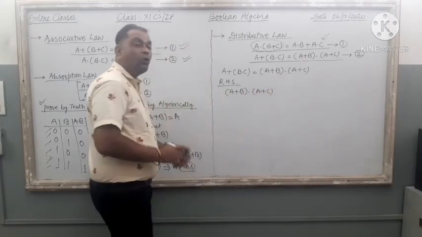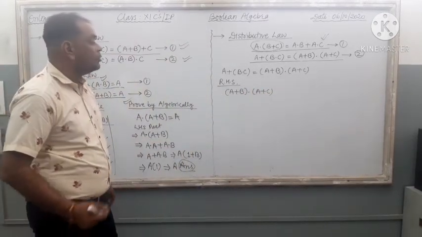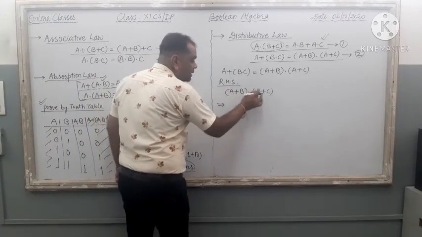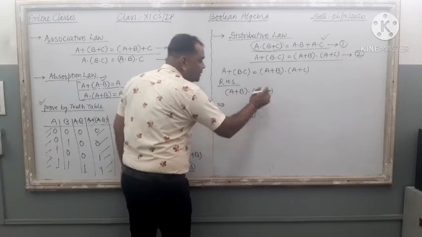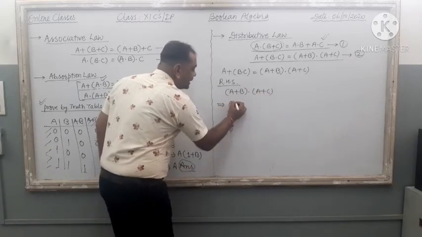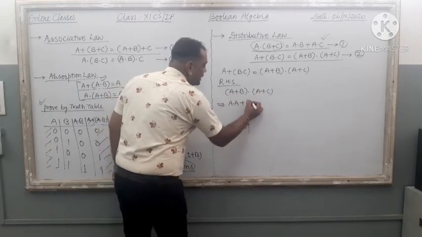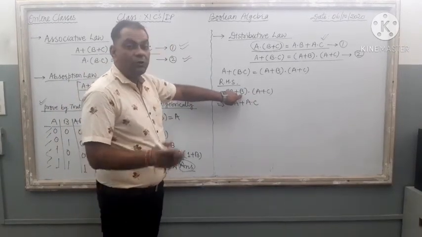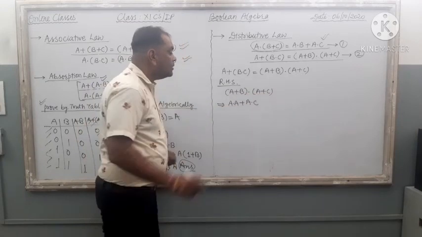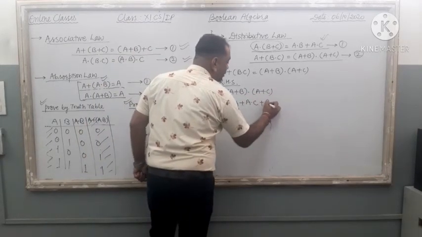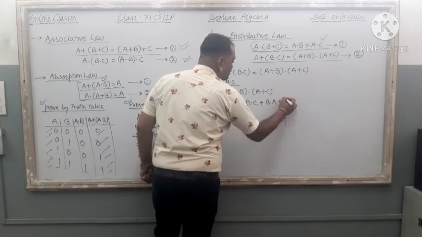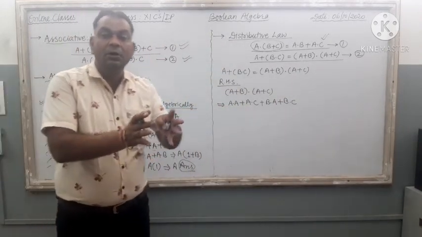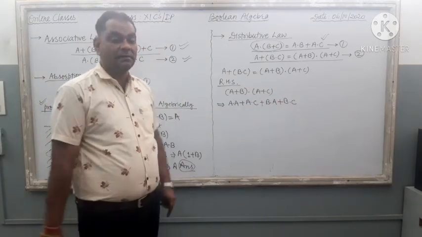I am going to open the bracket, and once I open the bracket, it looks like this. Very first A is multiplied with A and then it is multiplied with C. So it is A dot A plus A dot C. Now B, I am going to multiply the whole bracket with B. So here it is B dot A plus B dot C. This is the equation if I expand both the brackets.